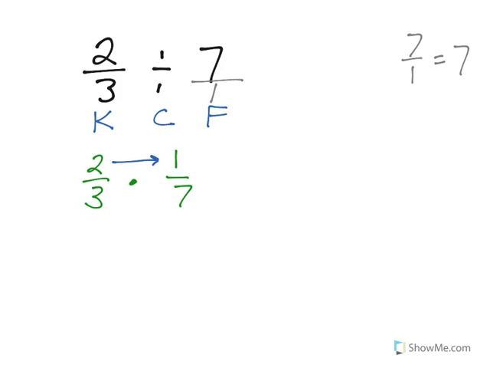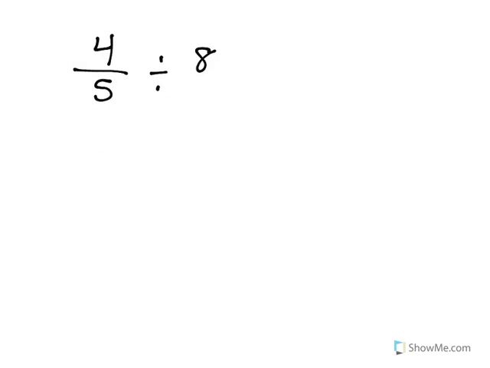So I multiply straight across. 2 times 1 is 2. 3 times 7 is 21. You should always check at the end. Make sure that 2 over 21, they share no common factors. So we're ready to move on. Okay, let's do the next one.